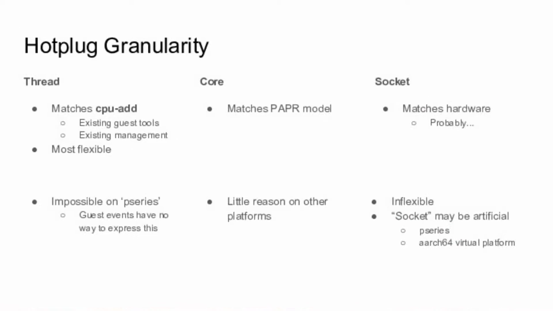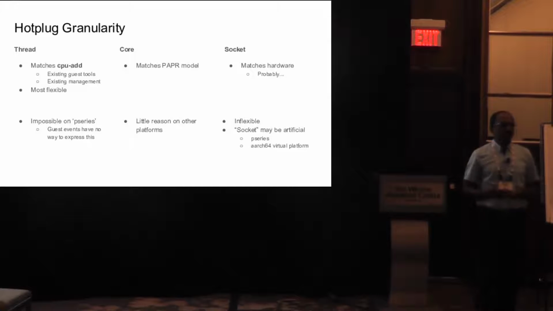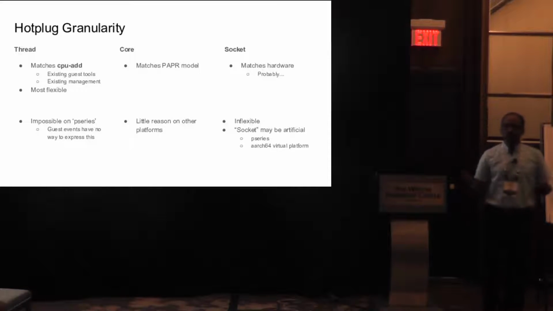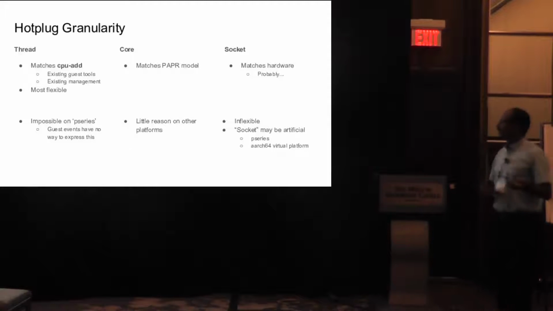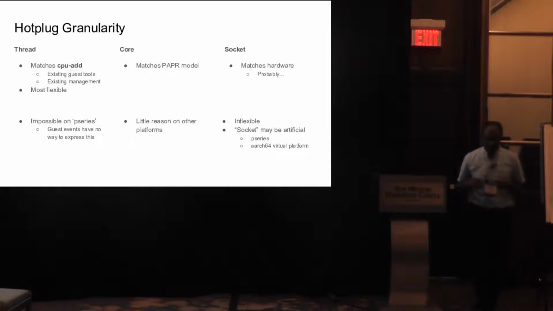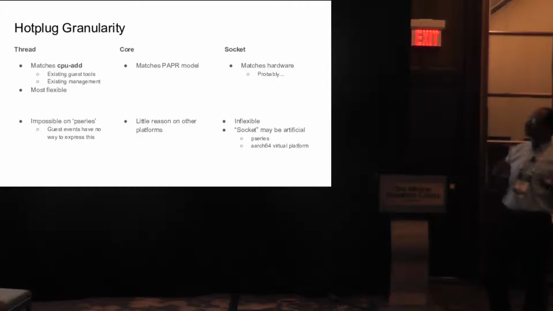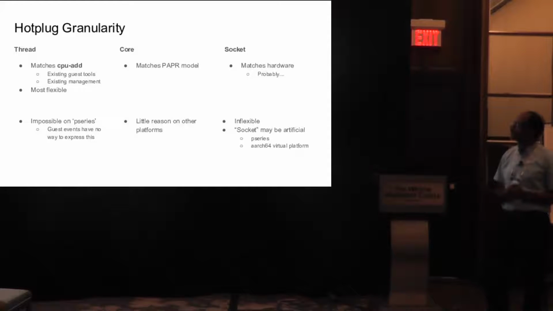One of the first questions that we had to answer is at what granularity would you implement CPU Hotplug? There are these common granularities that we are all familiar with. Should we do CPU addition at thread granularity, or should it be done at core granularity or socket granularity? So let's look at each of these and see the advantages and disadvantages of each.